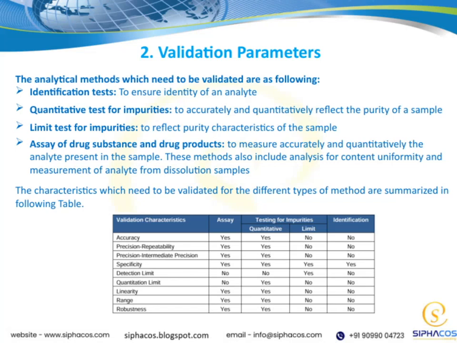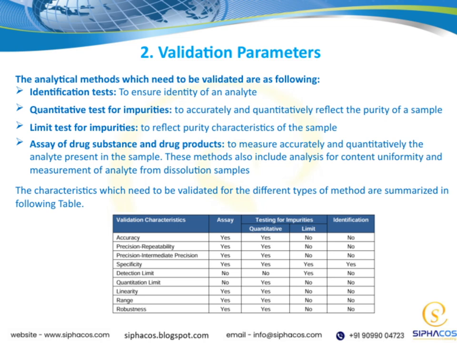Now let's take a closer look at the validation parameters. The analytical methods we need to validate are quite diverse, each serving a specific purpose. First, we have identification tests, which are essential to confirm the true identity of an analyte. This step ensures we're analyzing the correct substance and that it meets the required specifications.